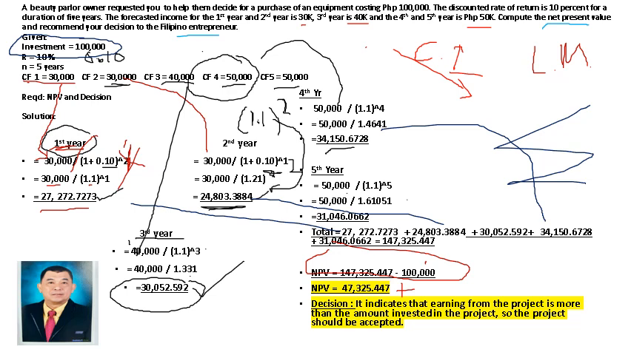Since it is positive, the decision indicates that the profit of the project is more than the amount, no? More than the amount that you invested in, so the project should be accepted. You see, it's more than the amount of your investment. 147 is greater than 100,000. So that is the long method for the net present value.